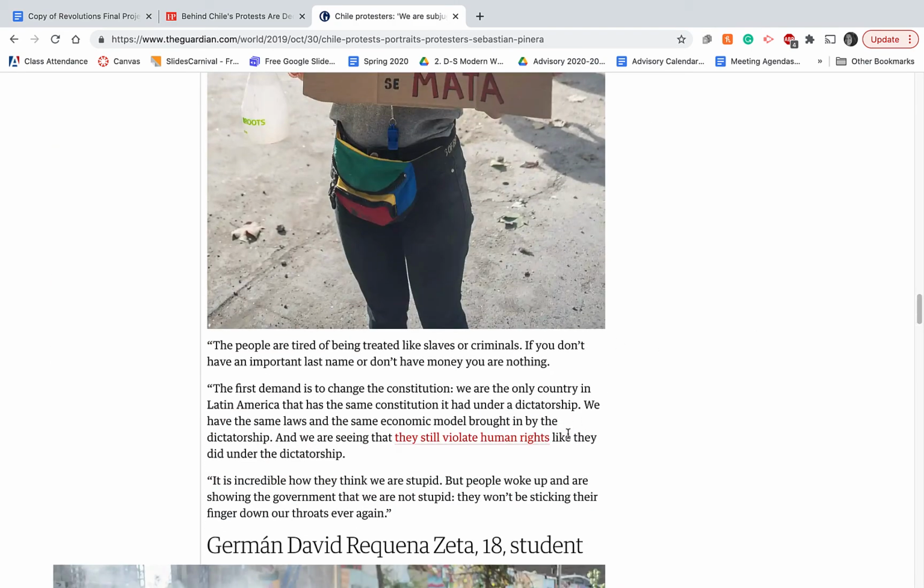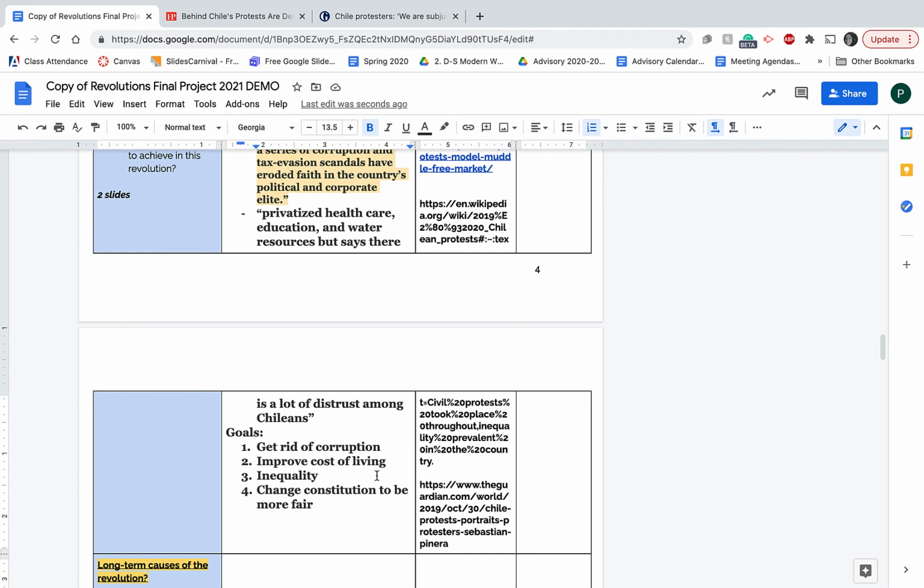Oh, we see another thing with the dictatorship. We're seeing this still violate human rights like they did under the dictatorship. So I can confirm Wikipedia was correct. Get rid of corruption and improve human rights.